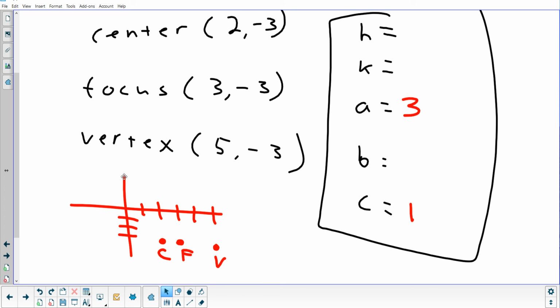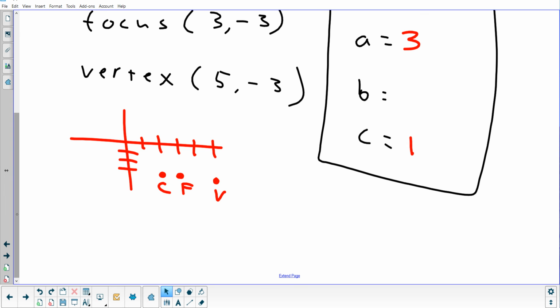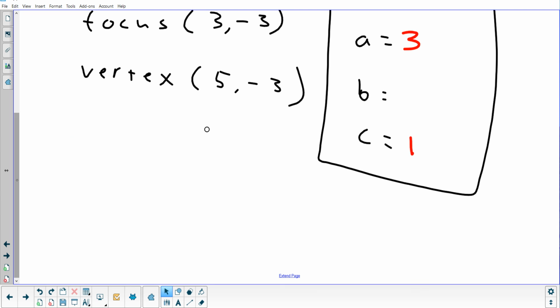Okay. What else can I write down? H and K. What's H? 2. That's H. And what's K? -3. That's K. That's the only extra step. There's your H and your K. Now, let's find B, just like we always do. H and K have no effect on B at all, so you don't have to even worry about it.